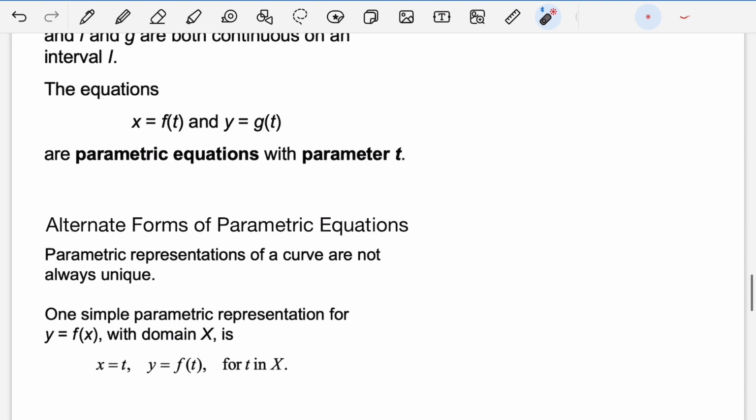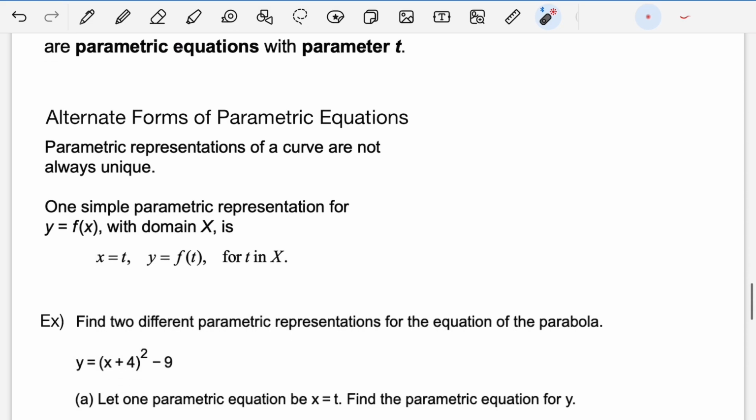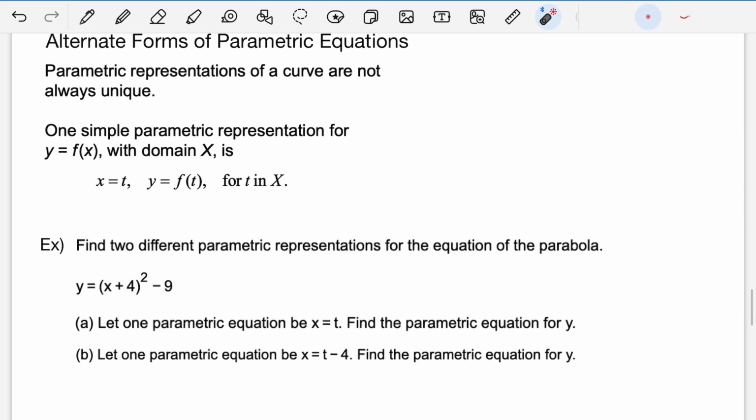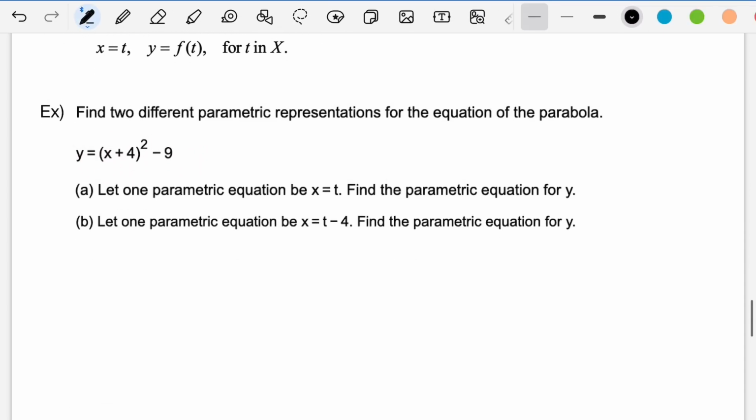Now parametric representations of a curve are not always unique. So one simple parametric representation for y equal to some function of x is given by this here. So we have y is equal to f of t, where x is equal to t. So let's look at an example where we don't have unique parametric representations of a curve. We're given this equation here. What we want to do is find two different parametric representations for it, and this is the equation of a parabola.